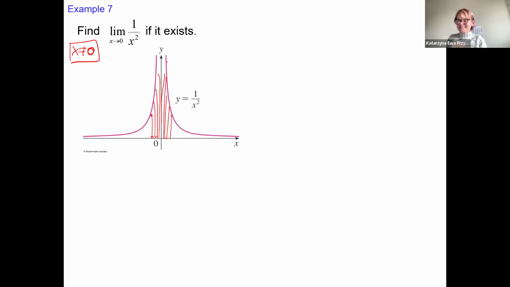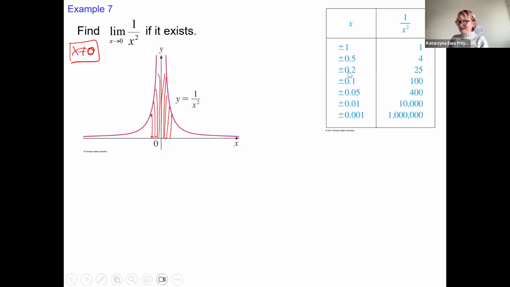Of course, infinity. I think I have some numerical values. Yeah, those will be the values: 1, 4, 25, 100, 400, and so on. We can see that as x approaches 0, that means x is approaching 0 and the values are approaching infinity.